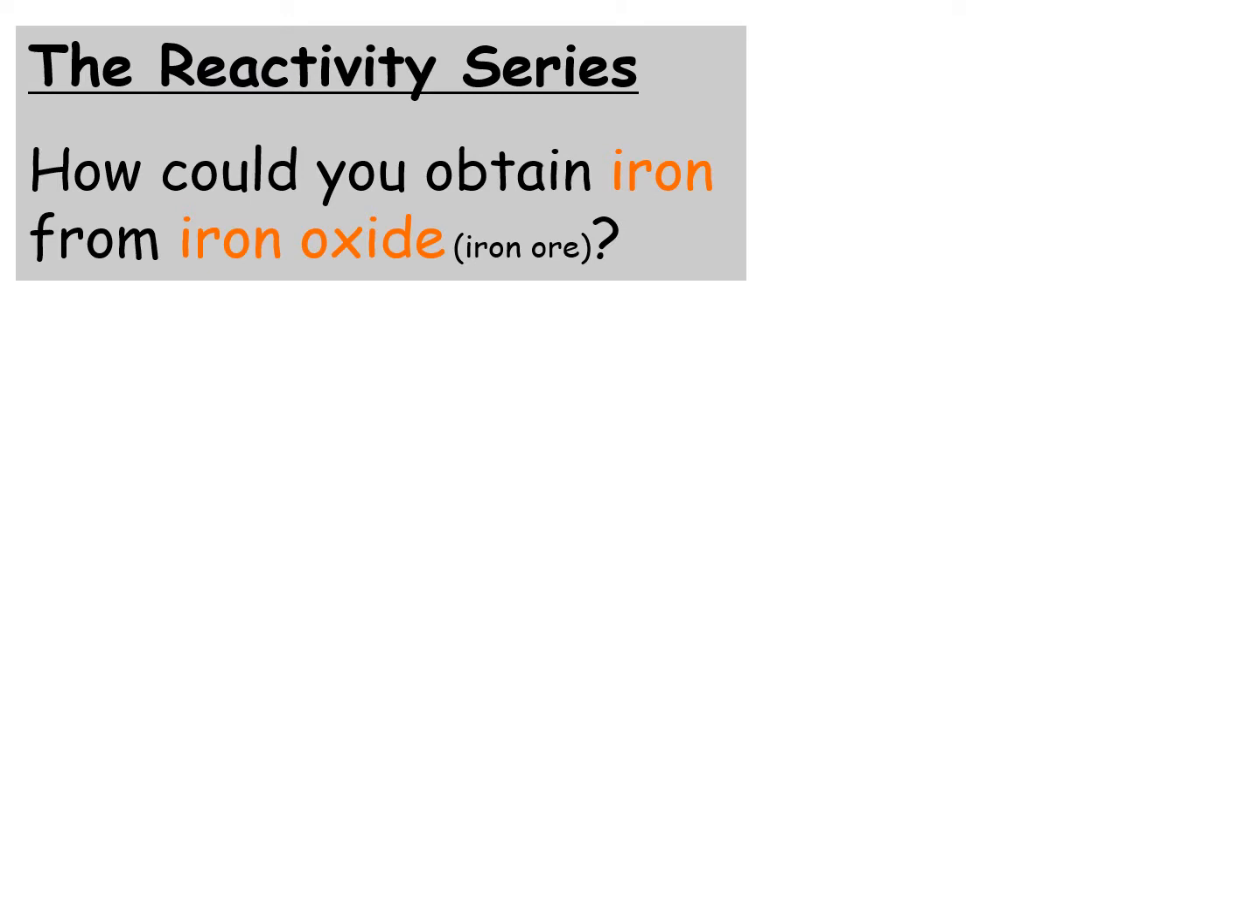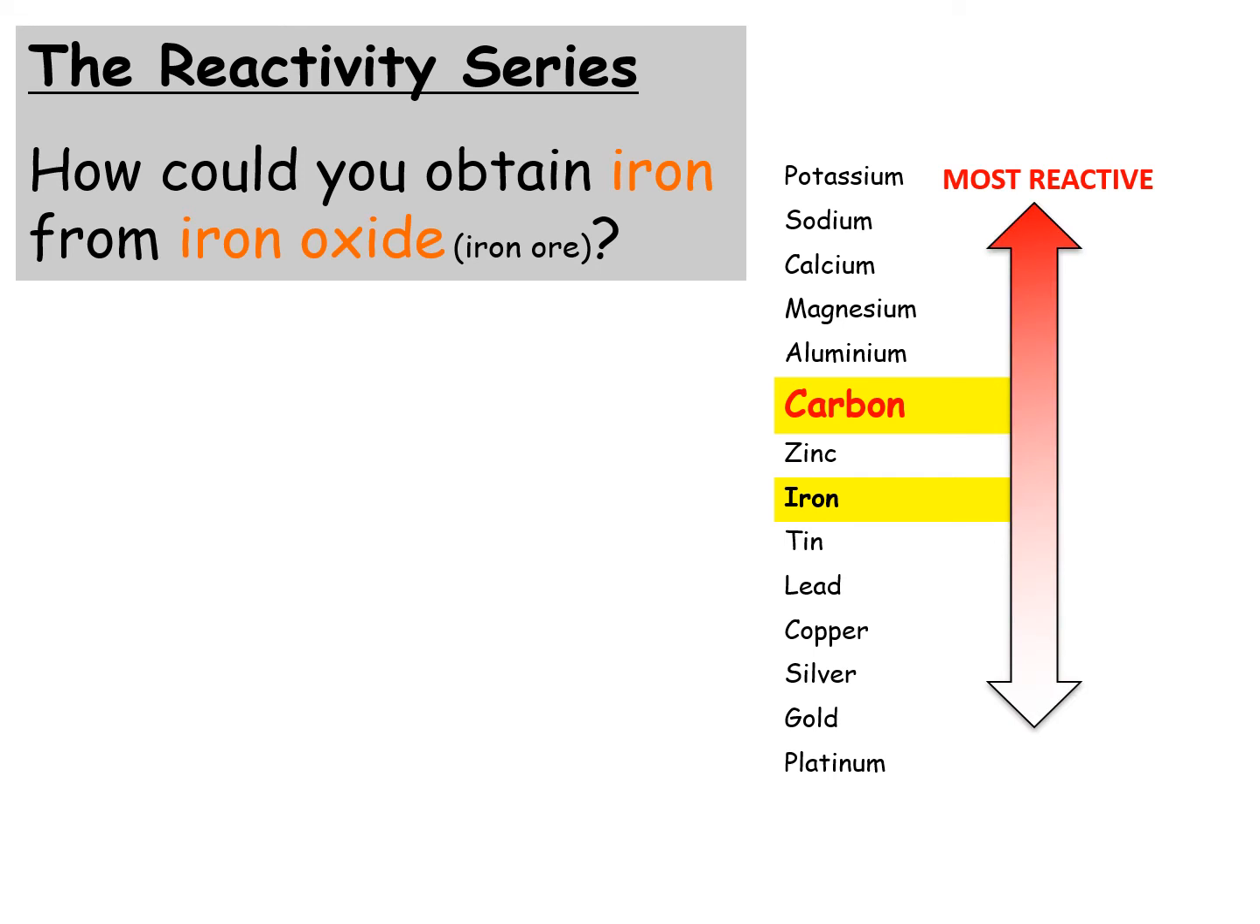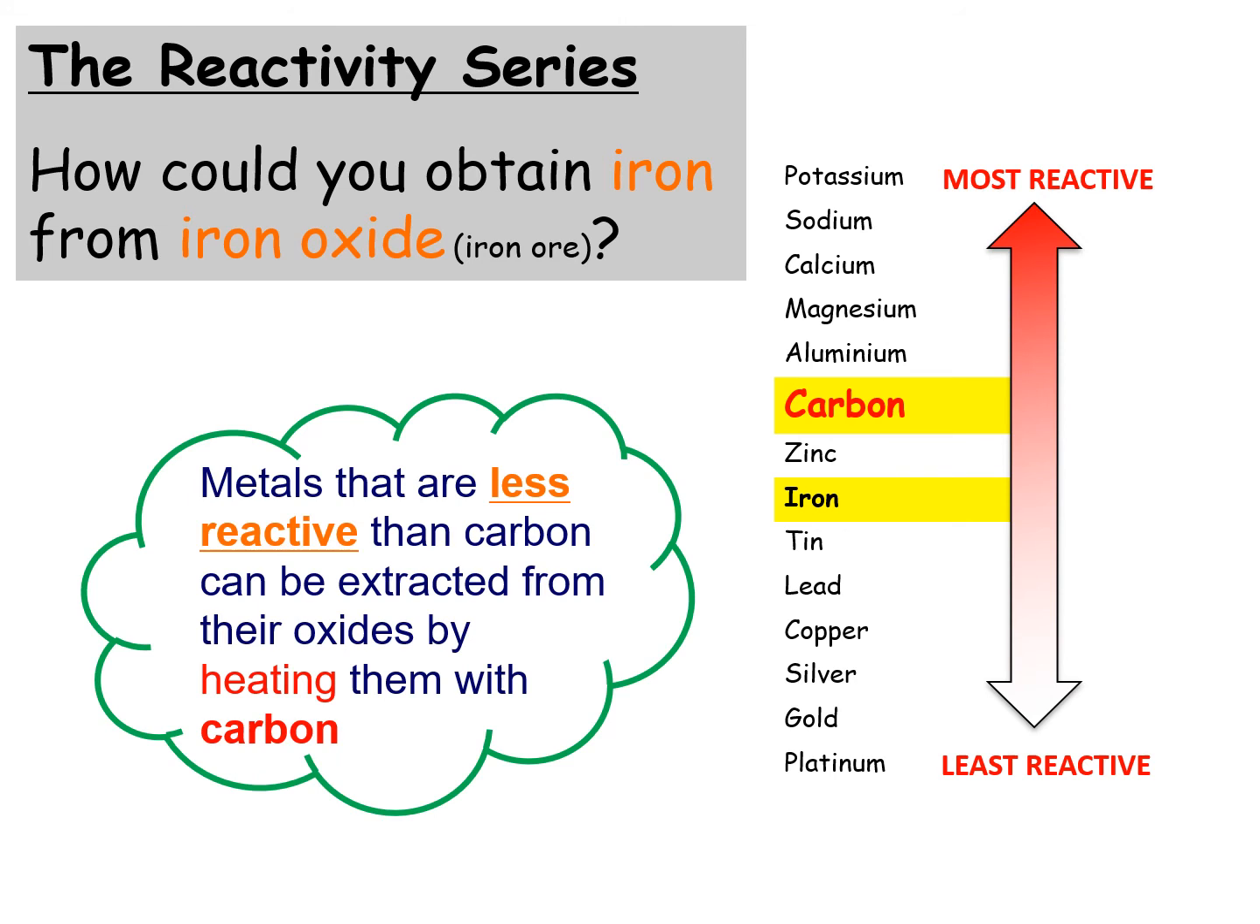Now, we've met the reactivity series before, and what I want to know is how you could obtain iron from iron oxide. So there's our reactivity series. Remember, we've got our most reactive metals at the top, right the way down to our least reactive one at the bottom. And metals which are less reactive than carbon can be extracted from their oxides by heating them with carbon.